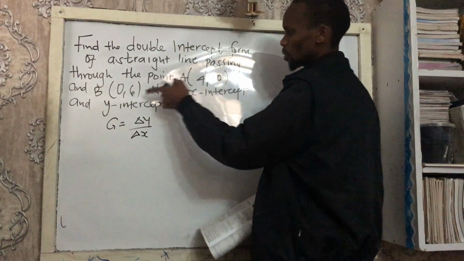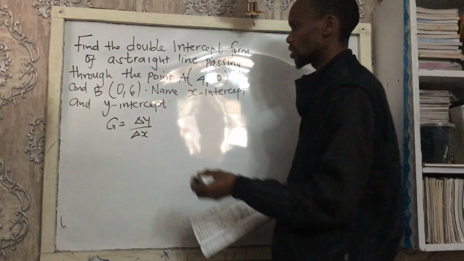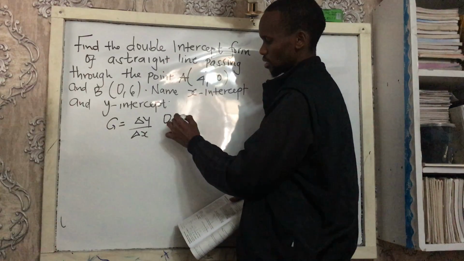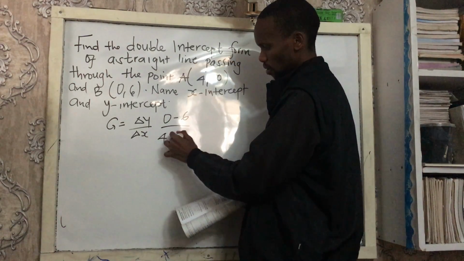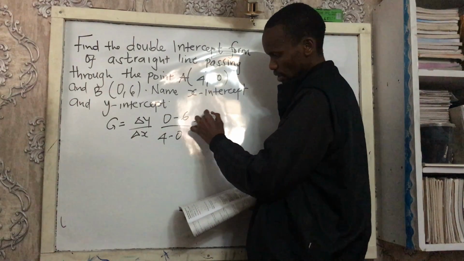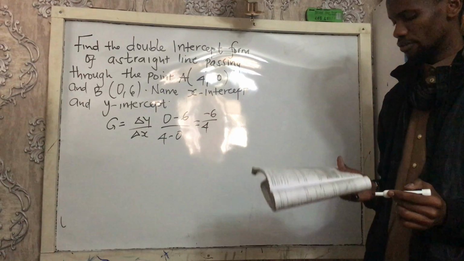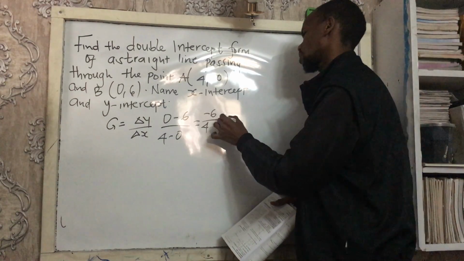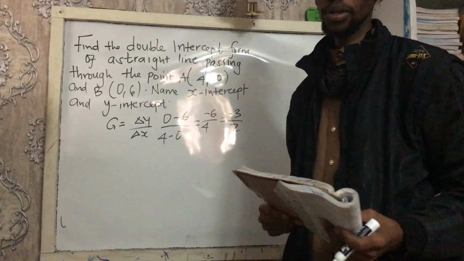But remember, we have been given 2 points without a gradient, so we can get the gradient by saying 0 minus 6 over 4 minus 0. So that will be minus 6 over 4, right? Minus 6 divided by 4 will be minus 3 over 2. Now that will be our gradient, right? Minus 3 over 2 will be our gradient.